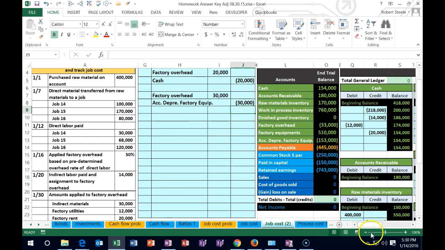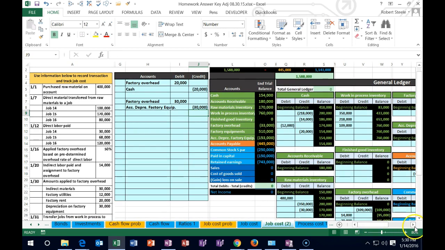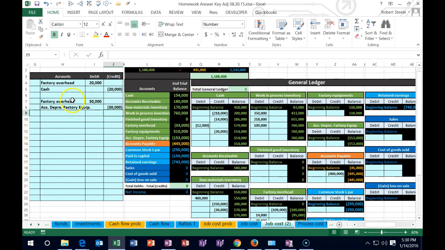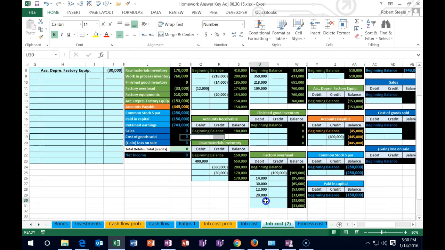All right, I'm going to make this a bit smaller, back down to 80%. We're going to scroll over here a tad. Here's the factory overhead on the journal entry. Here's the factory overhead on the trial balance. Here's the factory overhead on the general ledger.